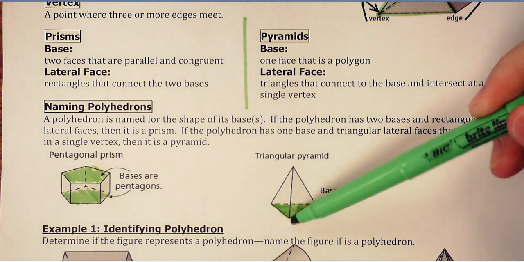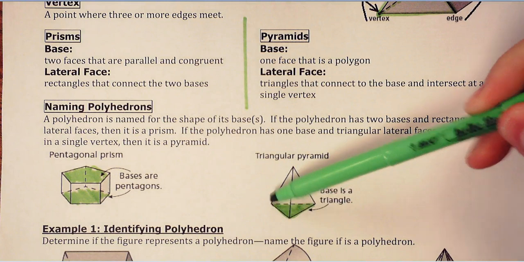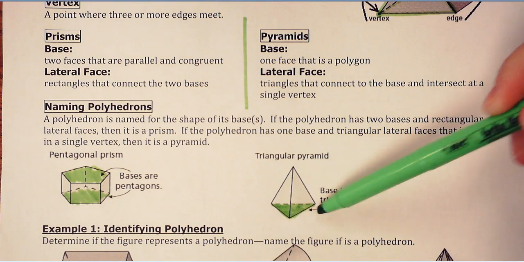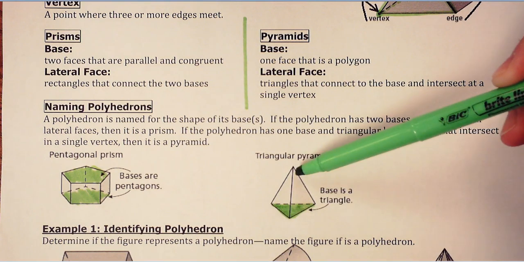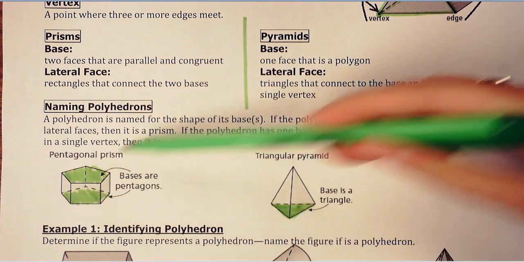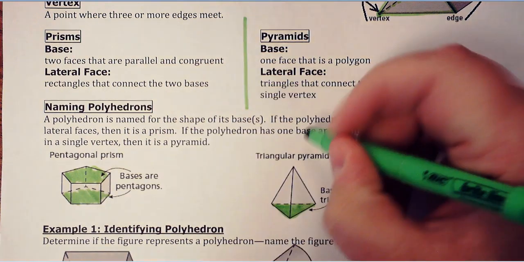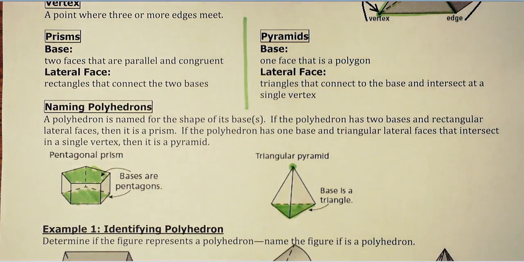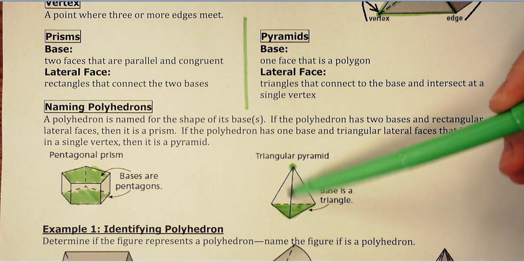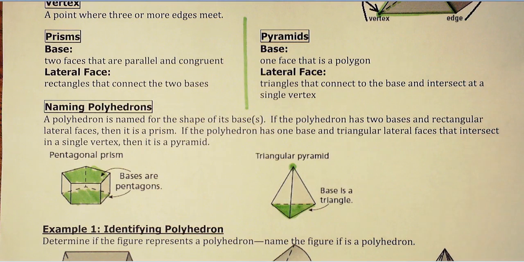And then those triangles, all of them, connect to each one of the sides of the base, but then instead of running between another base like a prism, they each come up to a vertex and a point. So each one of those lateral faces is triangular.